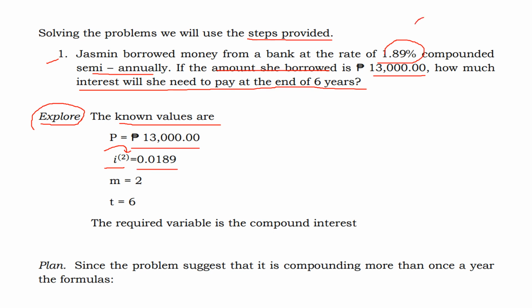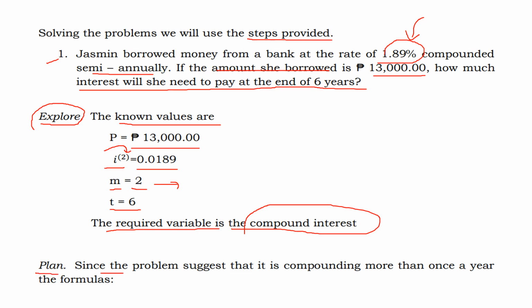So that will be equal to 0.0189. We simply divide this 1.89% by 100 to convert it to decimal. So your m, or the conversion period, is 2. Why is that it is 2? Because there are two sets of 6 months per year. Semi-annually represents 6 months, so if we cut 1 year into 6 months, there are two sets of 6 months in a year. That's why it is 2. Now, your t in terms of years is equal to 6 years. The required variable is the compound interest, so we're asked to find the value of your compound interest.